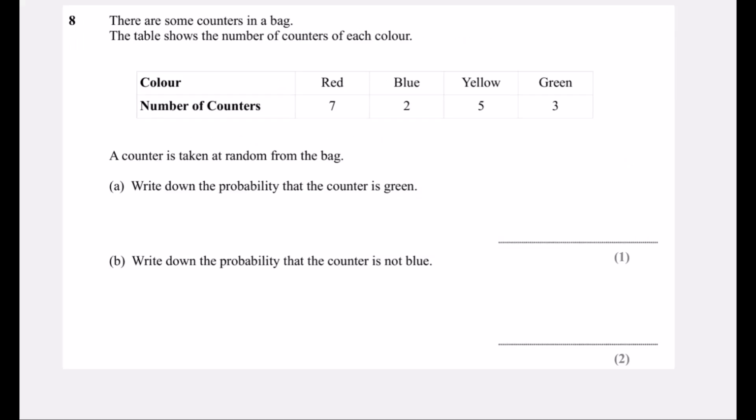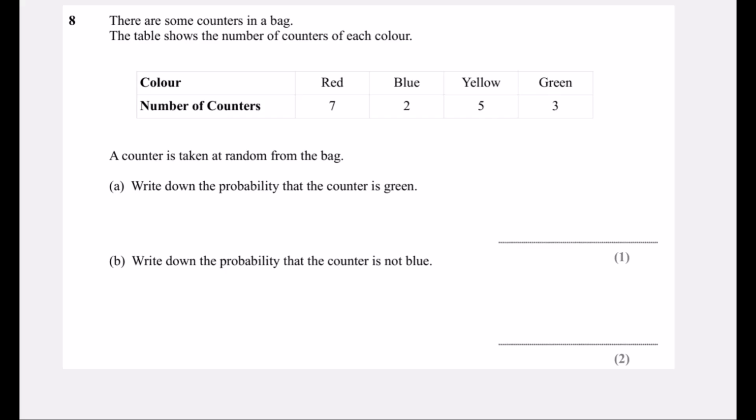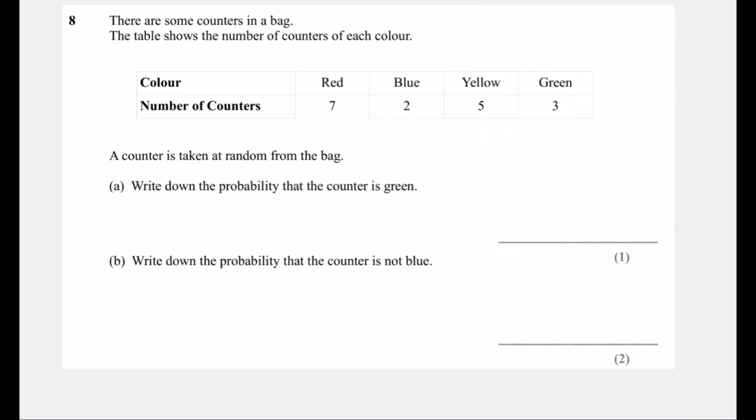Question 8. There are some counters in a bag. The table shows the number of counters of each colour. So we've got 7 red, 2 blue, 5 yellow, and 3 green. A counter is taken at random. Write down the probability that it's green. So how many counters do we have in total? We've got 7 plus 2 plus 5 plus 3. So 17 in total. So it's out of 17.